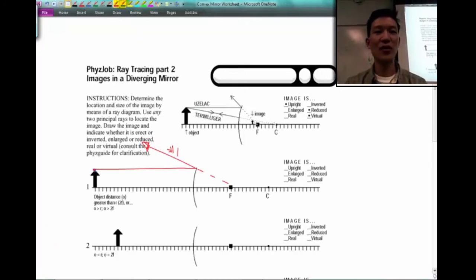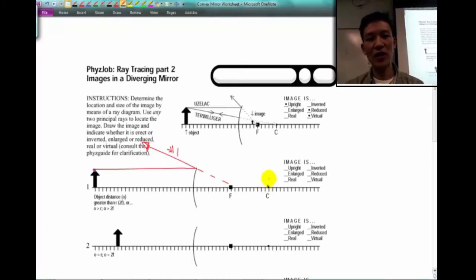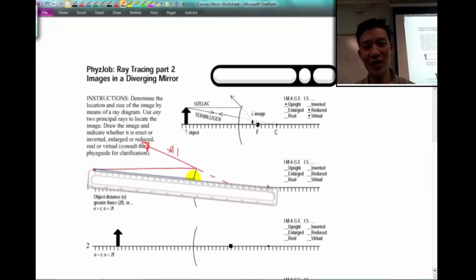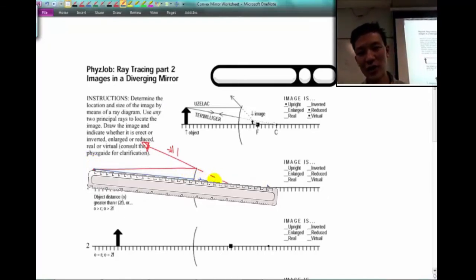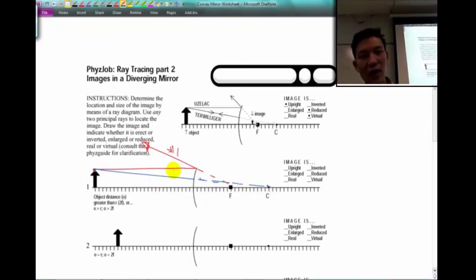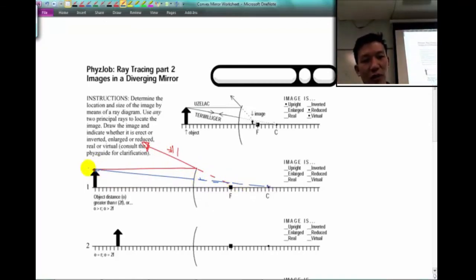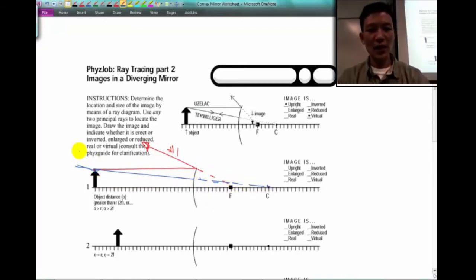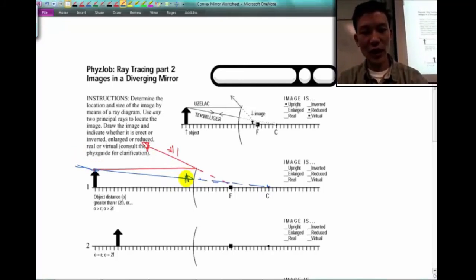How about ray number 4? Four is awesome. It is the lazy man's ray. Ray number 4 is any ray of light that approaches the center of curvature and bounces just straight back along that line. It's going to bounce straight back like so. So it comes in towards the mirror, and then it leaves away from the mirror. This is ray number 4.